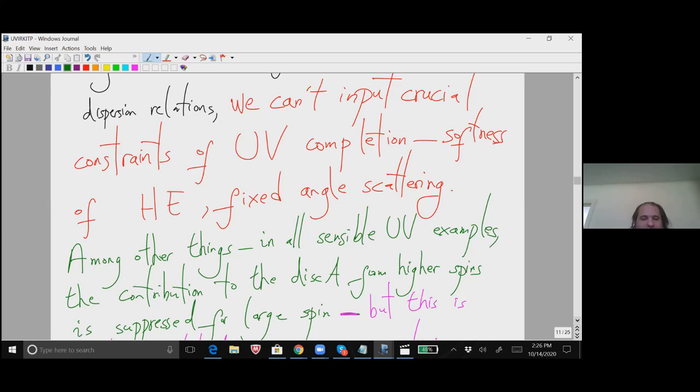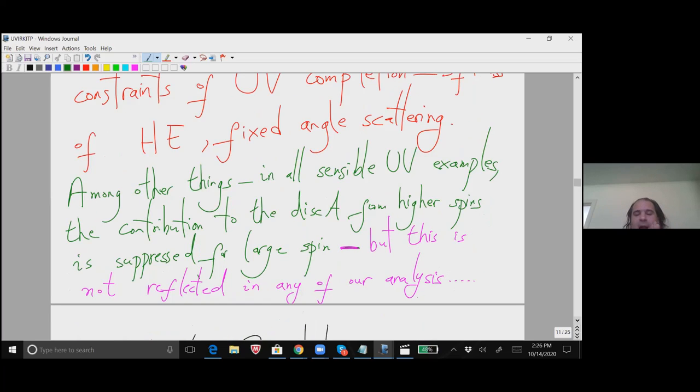And so those are things, the fact that the residues somehow have to go down for high spin is not put into any of the discussions that we've talked about in the story of the EFT-hedra or any of these other approaches that I know of. And yet it's somehow crucial for the physics of UV completion. So that's something which is missing, and which would be great to add, because it would probably greatly constrain, even further constrain, what the space of allowed coefficients looks like.